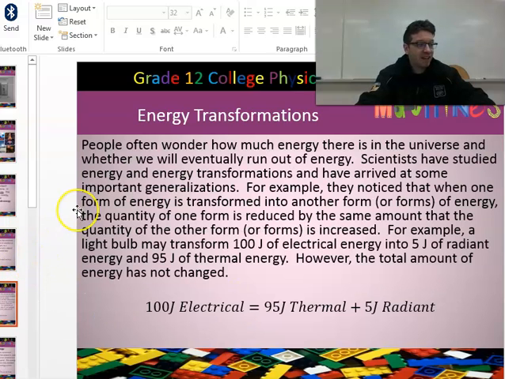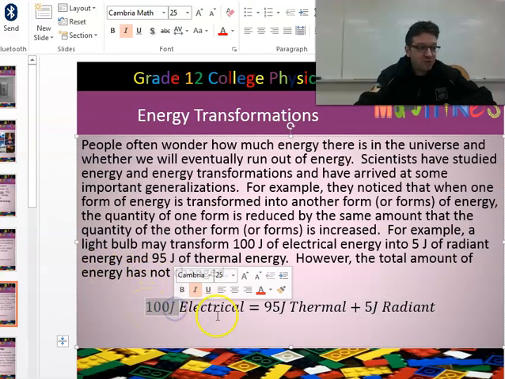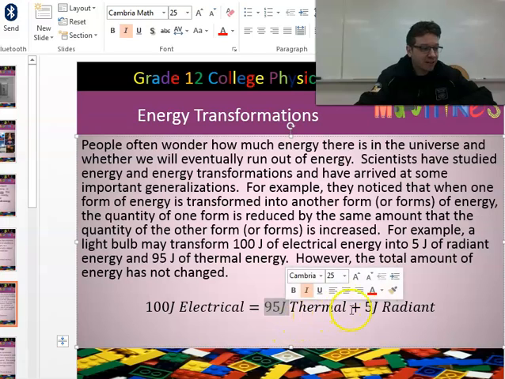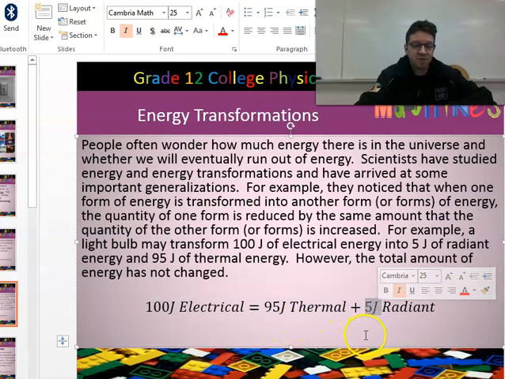Okay? Now I said before we drew these little diagrams with dots in it, and I said it's very important you always keep the number of dots before and after a transformation the same, no matter what energies you put them to. So if we were to move forward and not use dots but actual numbers, we could say, for example, maybe we started with 100 joules of electrical energy, and then we got 95 joules of thermal energy and 5 joules of radiant energy.